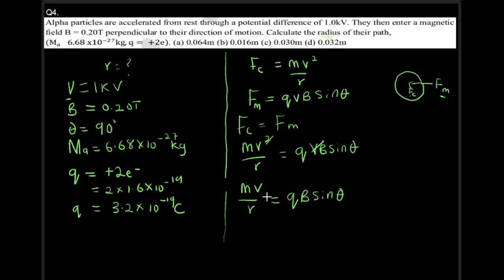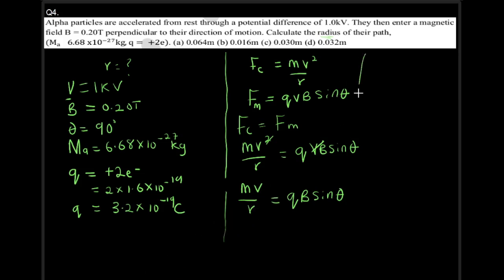particle. V is the velocity with which the alpha particles will move into the magnetic field. This was not given. We're looking for the radius. The charge was given, we know the charge, and we know the angle theta. Magnetic field strength was also given, but V is unknown. So how do we calculate V? It is very easy.